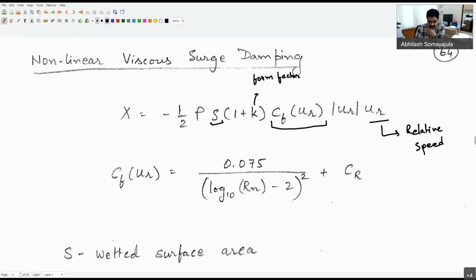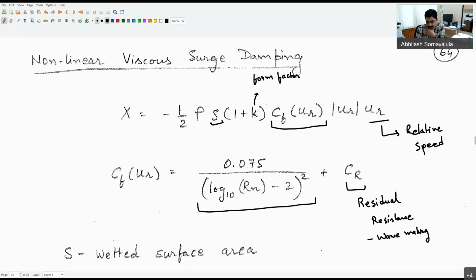This is the portion coming due to the frictional part, and this is the part which is coming due to the residual resistance. So this includes wave making resistance, and then you have other pressure drag and other things which come here. And this is purely skin friction. What is this wave making resistance?